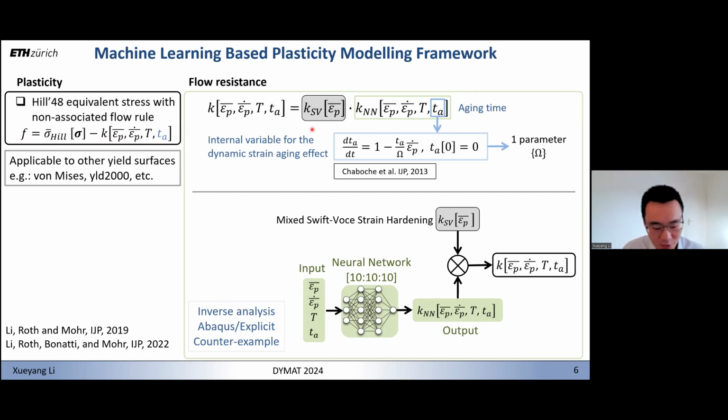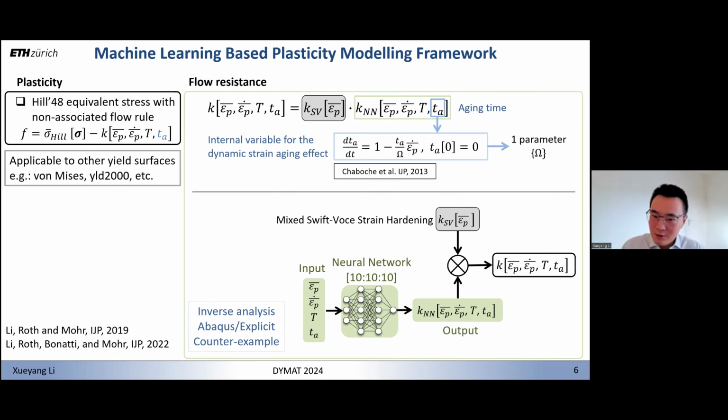And just like the Johnson-Cook model, we give it a multiplier. The multiplier would be a neural network. This neural network takes the strain rate, temperature, and aging time as input, and outputs a scaling factor that scales the room temperature hardening response to the target strain rate and target temperature. There's an extra term of aging time here that we took from Professor Chabot's paper in 2013, which deals with the dynamic strain aging effect.